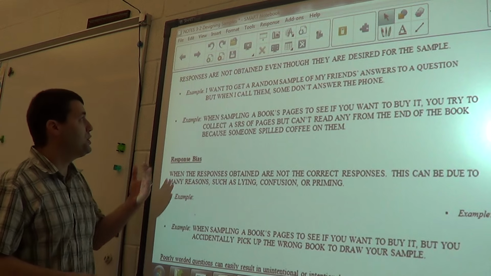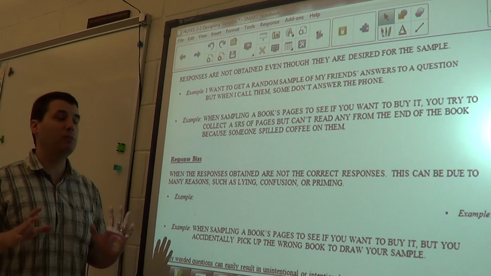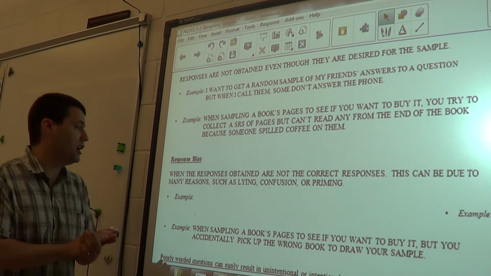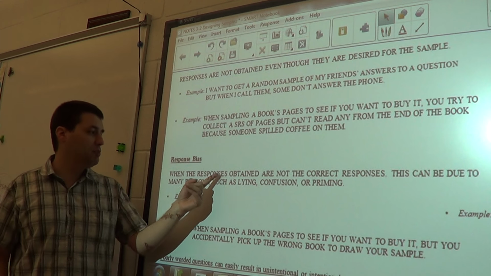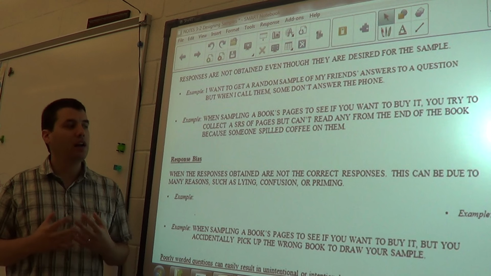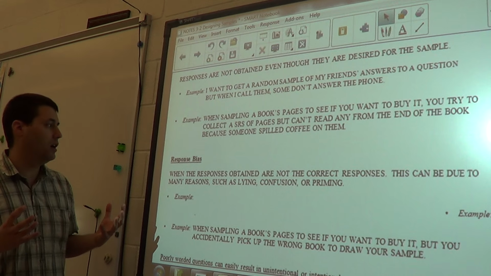All right, response bias. Now this isn't something that we can avoid. It's something we have to be aware of and think about. So response bias is always prevalent. It's when the responses obtained are not the correct responses.